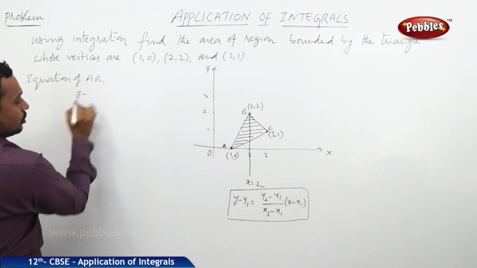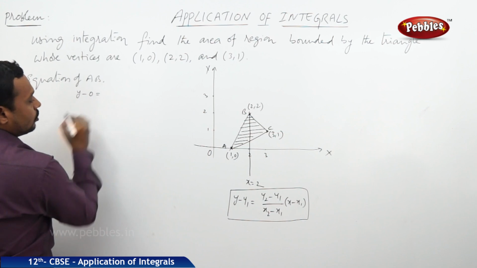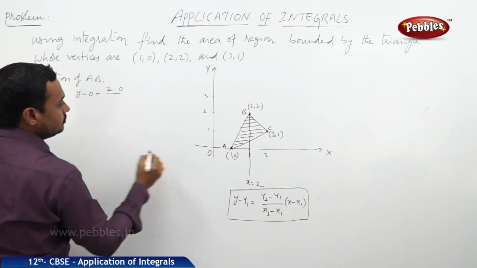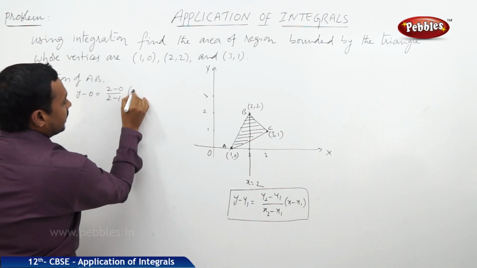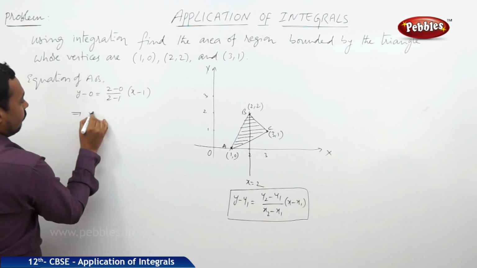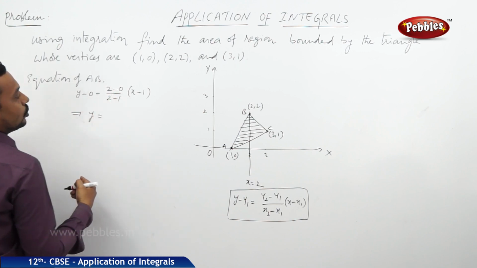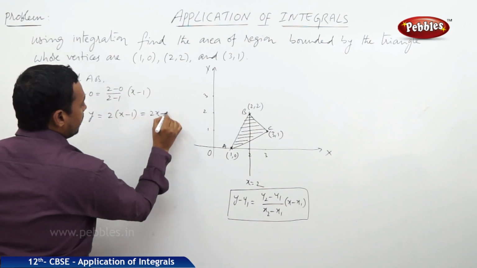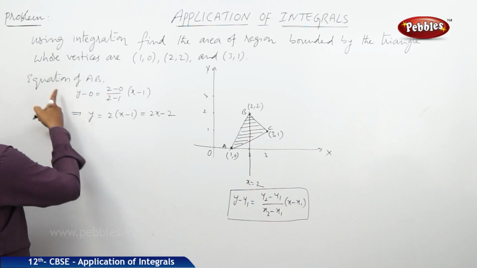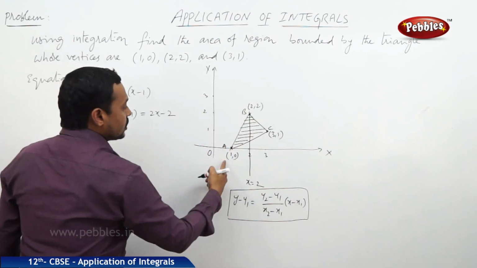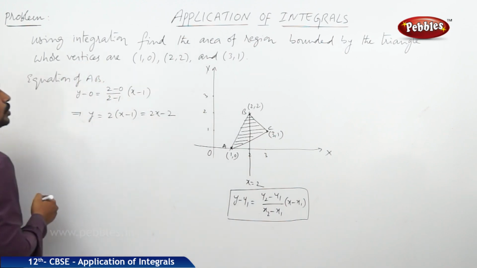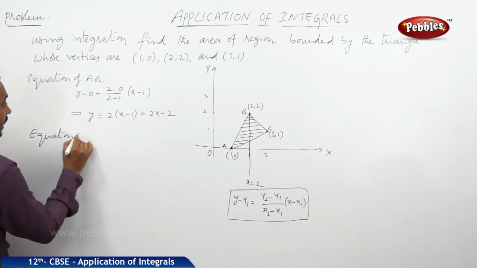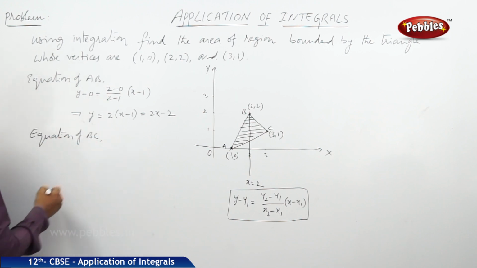The equation of AB is y minus 0 is equal to (2 minus 0)/(2 minus 1) into (x minus 1). That is y is equal to 2 by 1, 2 into (x minus 1). That is 2x minus 2. Therefore, the equation of the line AB passing through A and B is y is equal to 2x minus 2. Similarly, let us find the equation of BC. Equation of BC.